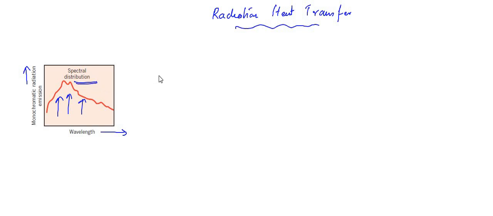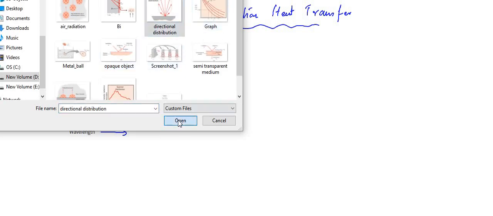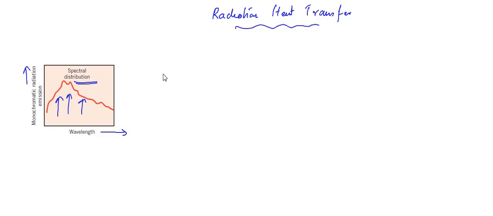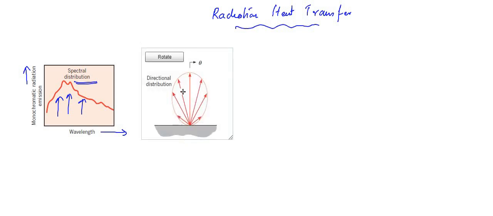Then there is another type of distribution. Along with the spectral distribution, the second feature of radiative heat transfer is its directionality, which means that a surface can radiate heat in different directions. The magnitude of this monochromatic radiation depends on the direction in which it is emitted.